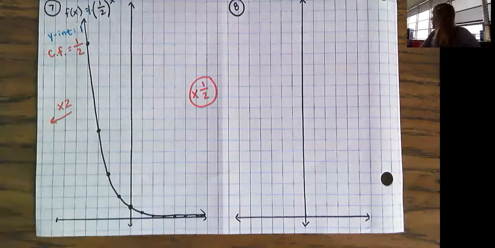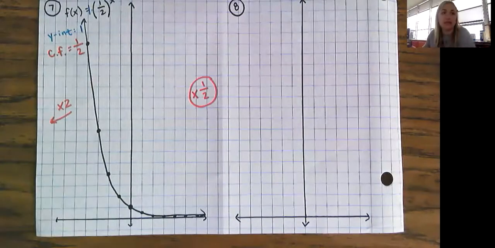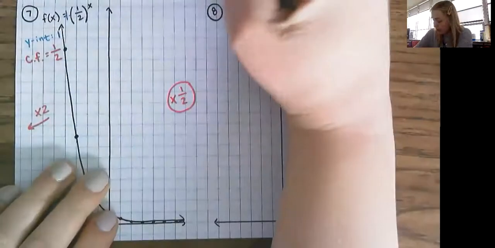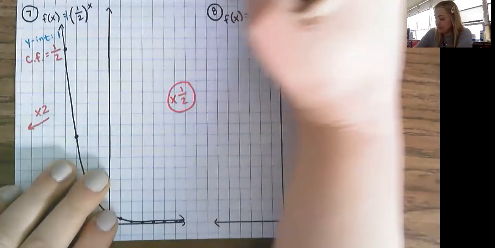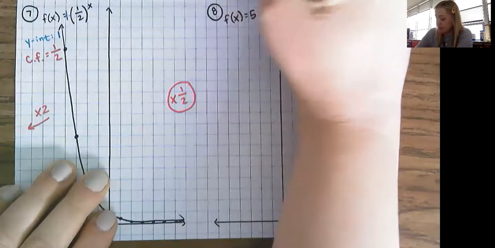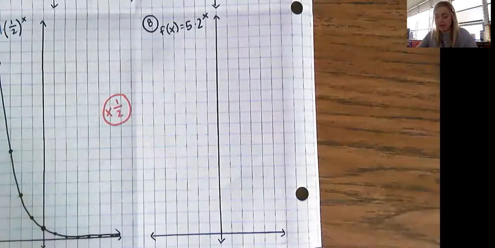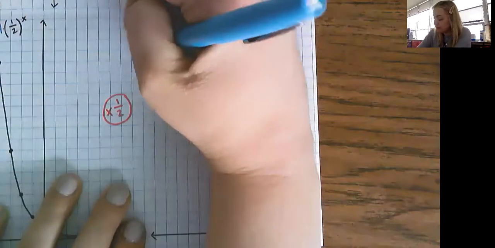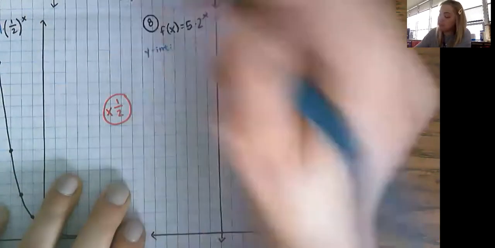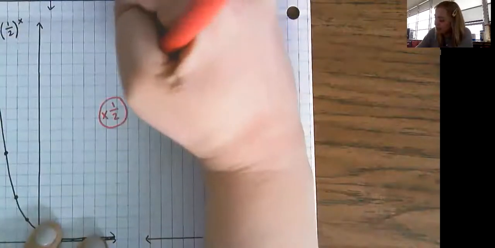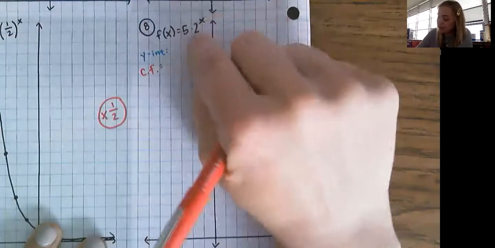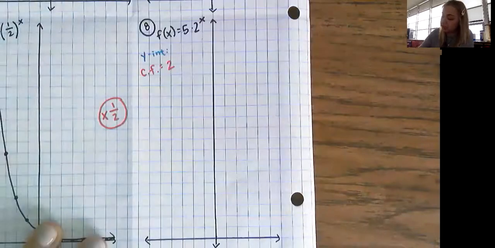Okay, let's look at problem number 8. On problem 8, we have the equation f of x equals 5 times 2 to the power of x. So I am going to start by finding my y-intercept. And you can see the y-intercept is in front of the change factor. And remember, our change factor is always the thing directly below x. So here our change factor is 2, which means our y-intercept is 5.